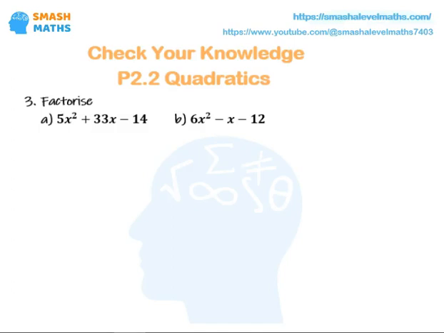So if you're not a big fan of factorising just by inspection, here's a hack that you might like to work at. I'm going to call this one the AC method, mainly because if you think about quadratic formula, the x squared coefficient of 5 is the A, 33 is the B, and the minus 14 is the C.